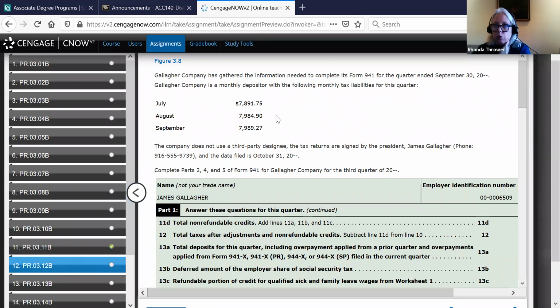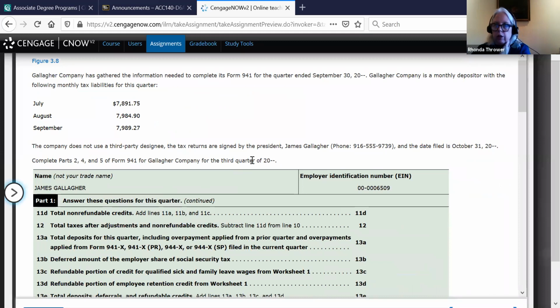This is a continuation of the previous 311B problem. And again, we're going to be the same company because it's a continuation of the company that we were just working with. Now notice here, this company has gathered information that it needs to complete Form 941.